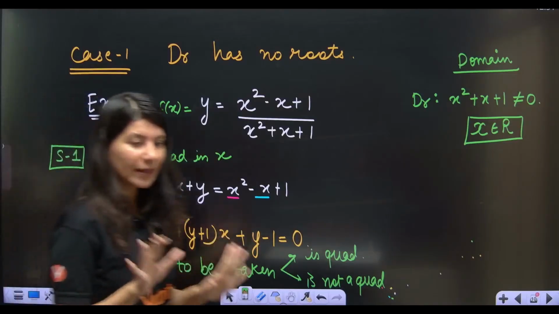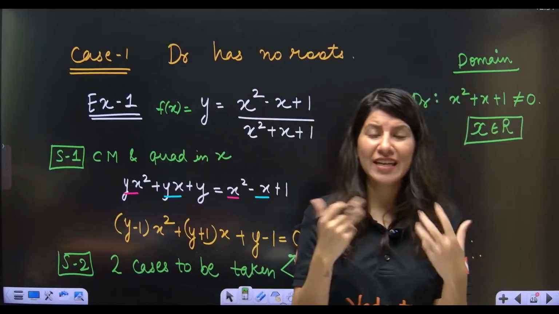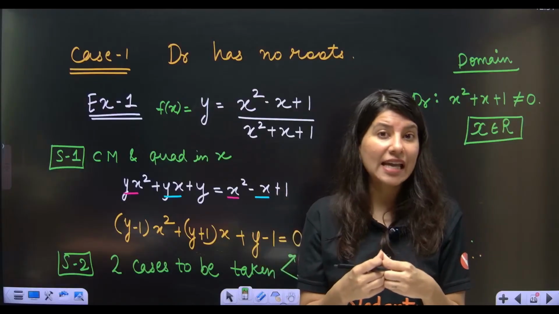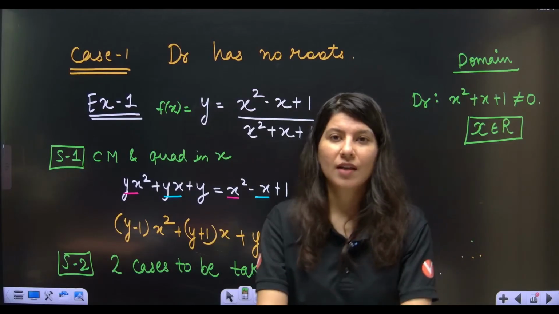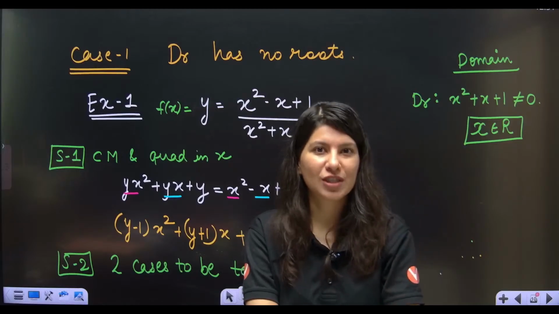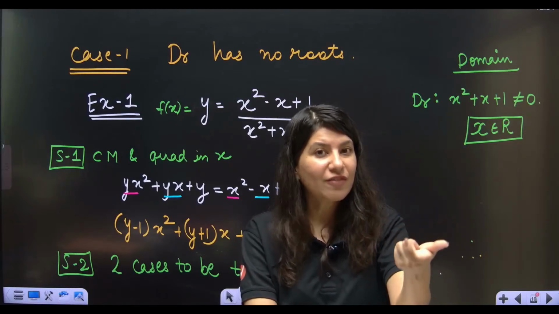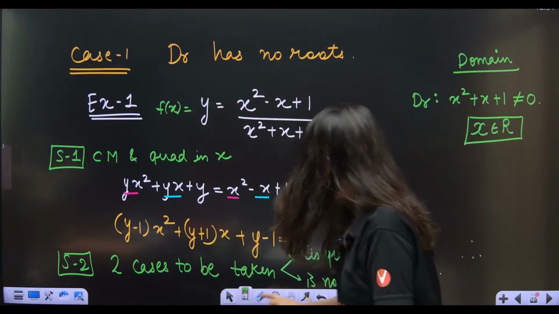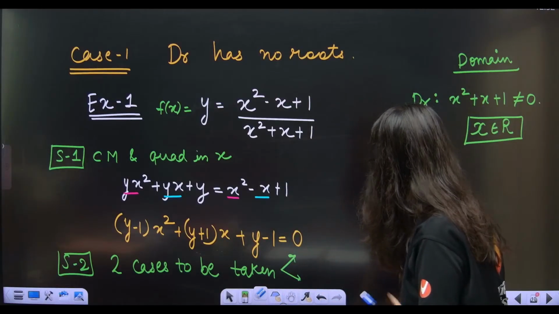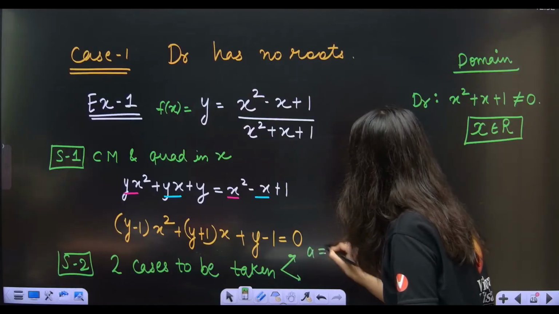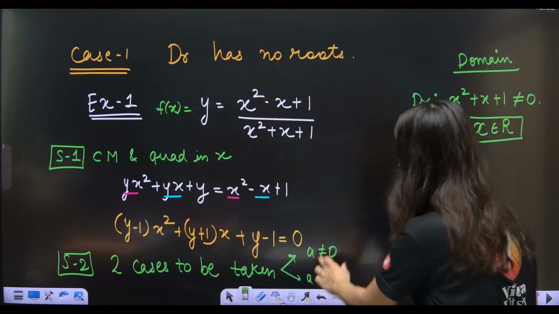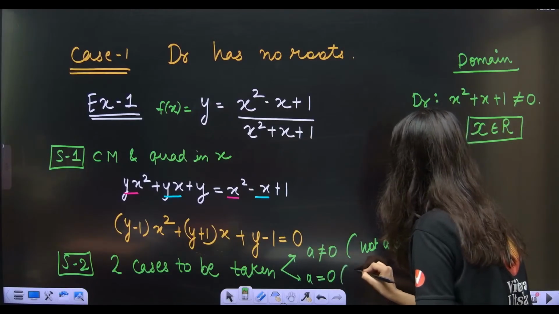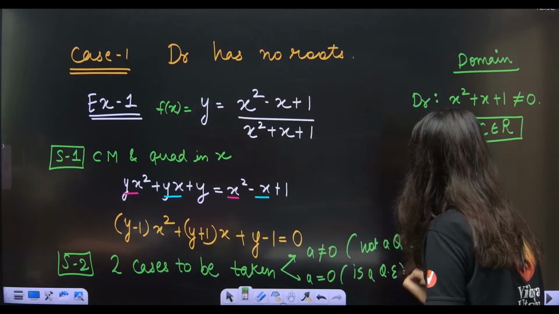Just tell me one thing: when exactly does any equation become quadratic, or when exactly does it become not quadratic? So, ma'am, it depends on the x square coefficient. If at all it is 0, then how come it is quadratic? So, yes, that means the two cases you need to take are for the leading coefficient over here. Let me write a not equals to 0 and a equals to 0.